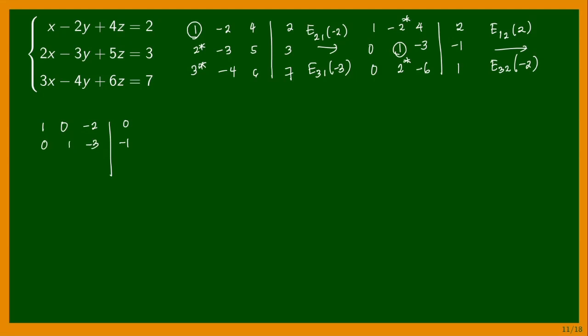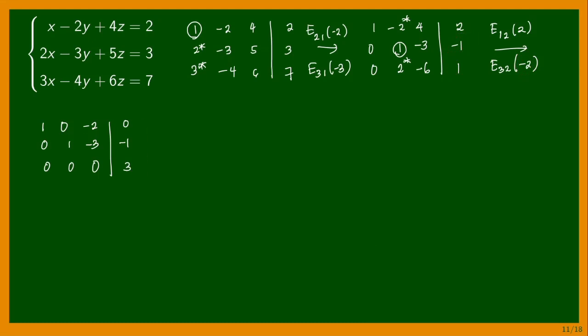Next, the third row will be changed. It will be 0, 0. That has to be eliminated anyway. Next, negative 2 times negative 3 is 6 plus negative 6. That is 0. Alright. Next, negative 2 times negative 1 is 2 plus 1, you get a 3.